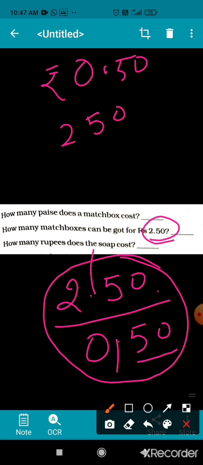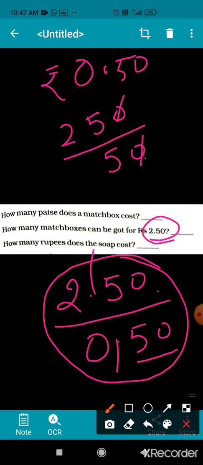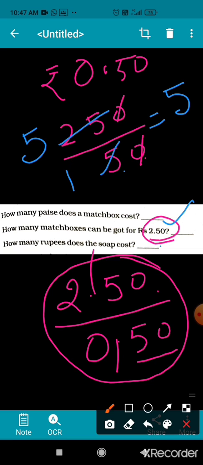250 upon 50. One's place has 0, one's place has 0, cancel. Now this 5 can be divided by 5 and it comes 1, and this 25 also can be divided by 5 and it comes 5. So the answer will be 5 matchboxes will come in rupees 250.